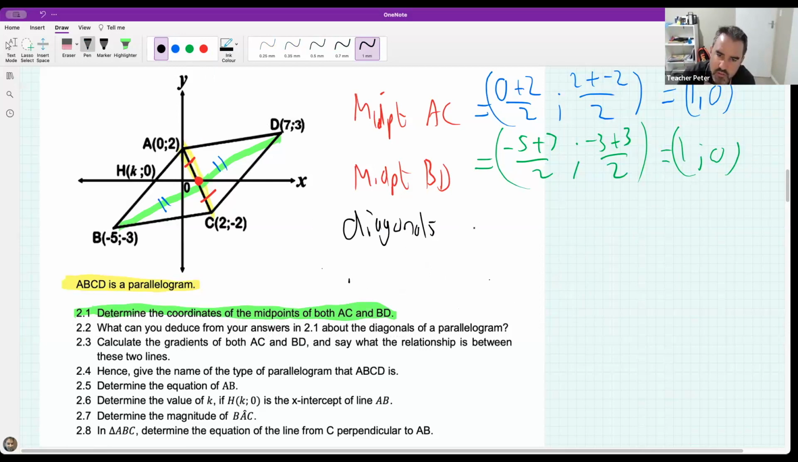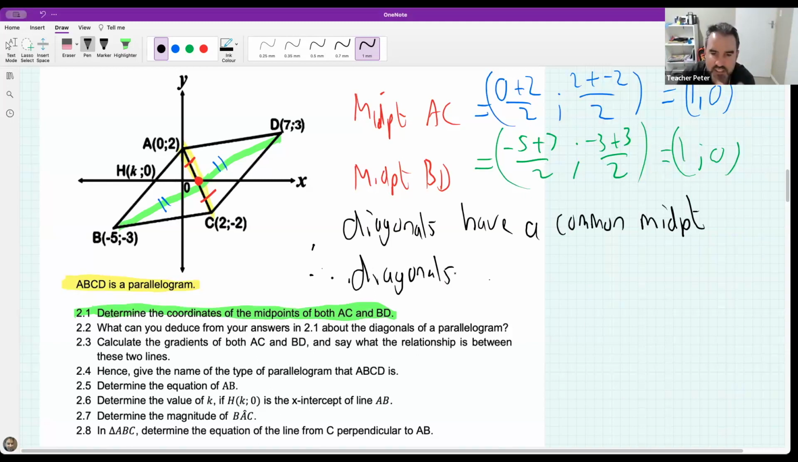So diagonals have a common midpoint. What that means is that the midpoint of the one diagonal is also the midpoint of the other. Therefore, the diagonals cut each other in half, or the fancy word we say is bisect each other. So they cut each other in half, and that's why you'll see the green one is cut into two halves, the yellow one is cut into two halves, and we say the diagonals bisect each other.